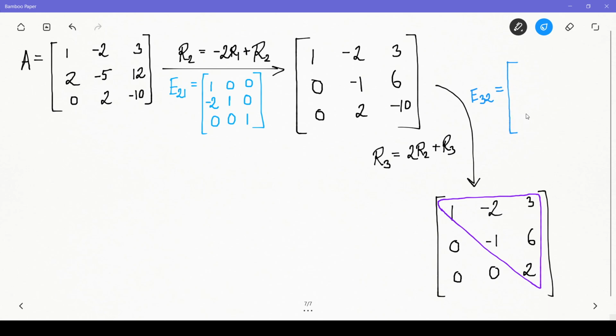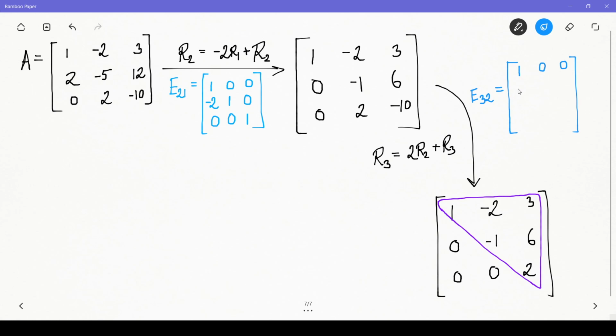So we kept the first row as it is, so we have 1 0 0 over here. Again, I'm telling you how to semantically interpret this. We take one instance of the first row, 0 instance of the second row, and 0 instance of the third row, which means the first row gets preserved. In our original matrix we had 1 minus 2 and 3. In our resultant matrix we will also have 1 minus 2 and 3 in the first row.